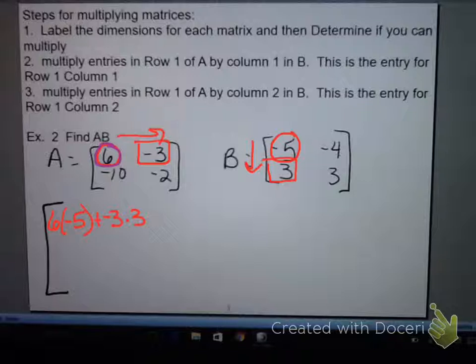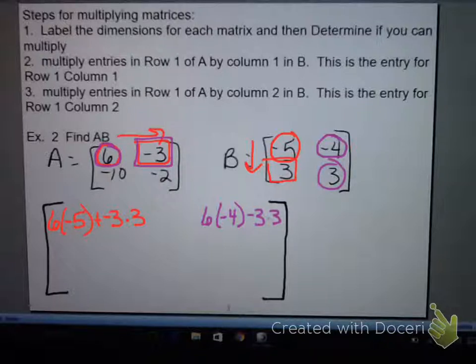Now we're going to go back to row 1, but this time we're going to multiply times column 2. So 6 times a negative 4 plus a negative 3 times 3. Now we're going to go to row 2, and we're going to multiply row 2 times column 1. So negative 10 times a negative 5. And then we're going to slide across in the first matrix and go down in the second matrix. So we're going to multiply row 2 times column 2.